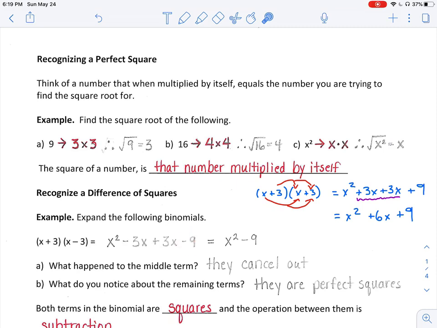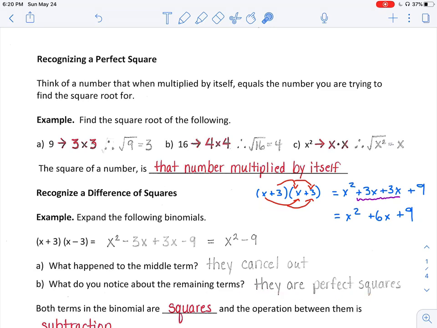Now you'll notice that the like terms here, negative 3x and 3x, cancel out. Negative 3 plus 3, those cancel out. So you're left with x squared minus 9. So what happened to the middle term? It canceled out. What do you notice about the remaining terms? That they are perfect squares.